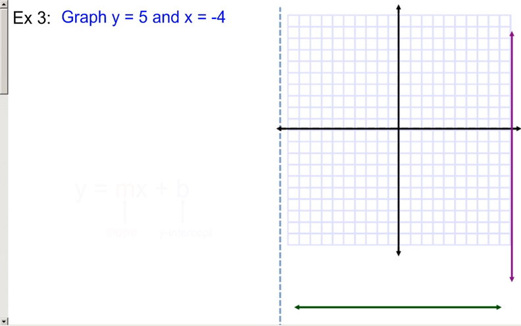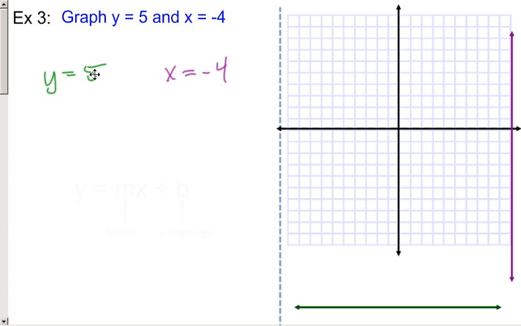This next example wants us to graph horizontal and vertical lines. So in order to do that, we have y equals 5, and x equals negative 4. So what this is asking us is to draw a line where the only x value is negative 4 and the only y value is 5.